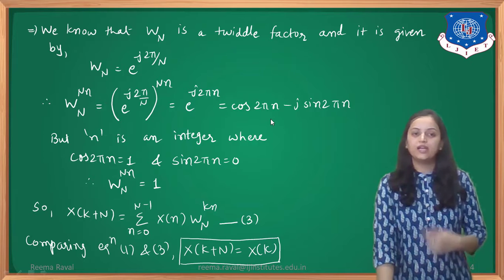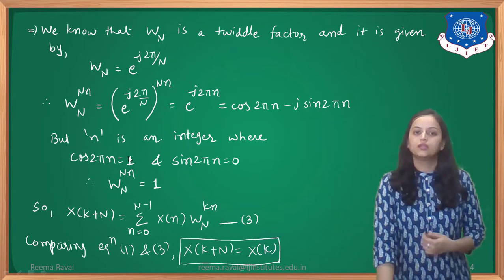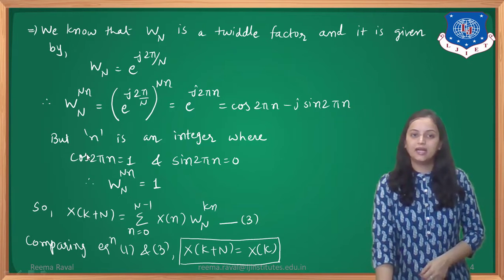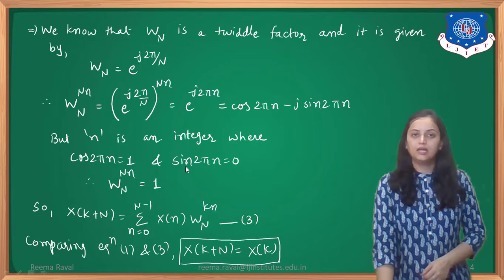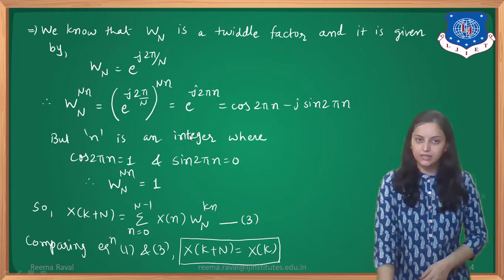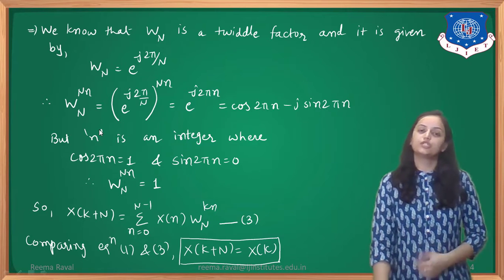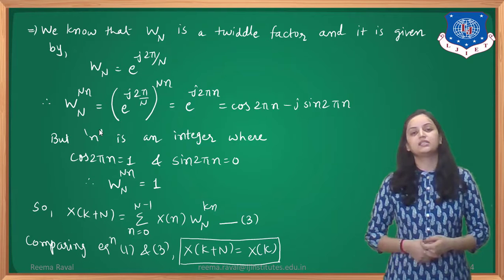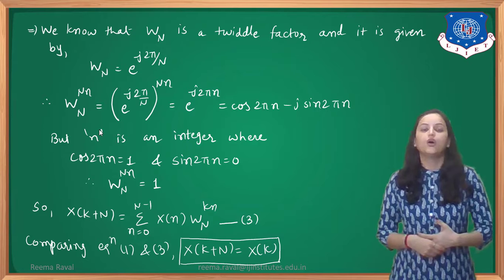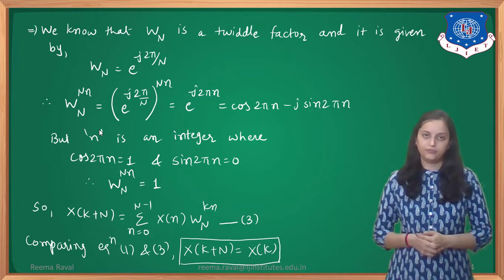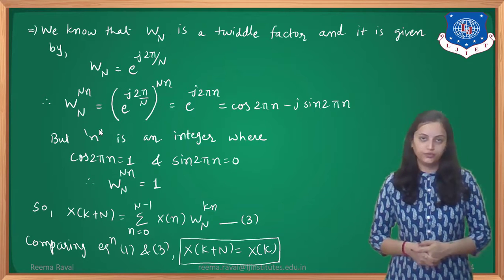If we place this value in the equation above, that is equation 1, we will get X of k plus N equals summation of n equals 0 to N minus 1 x of n W_N^{kn}, that is equation number 3. And if we compare equations 1 and 3, we will get X of k plus N equals X of k. That is our definition or statement of this property. Hence this property is true.